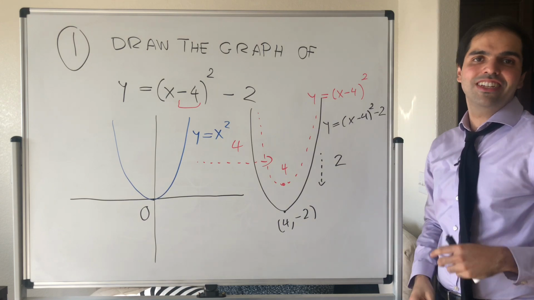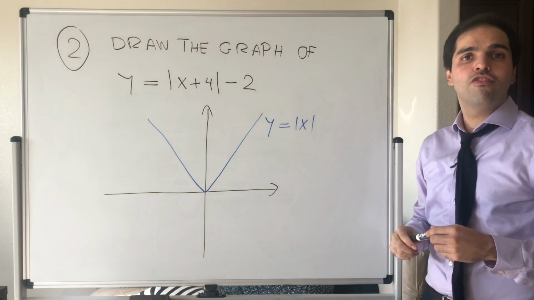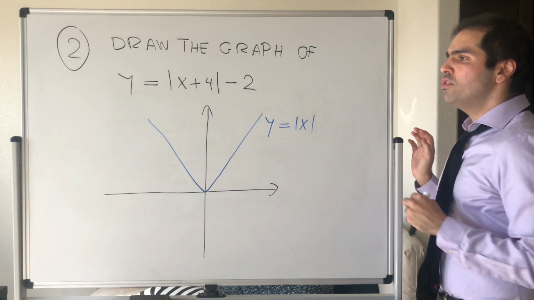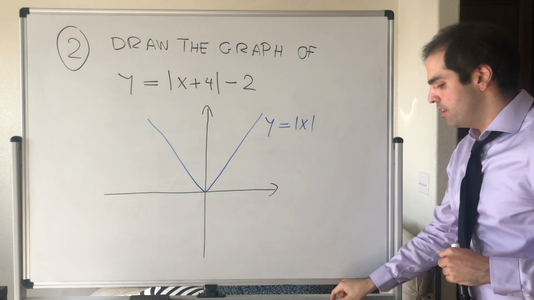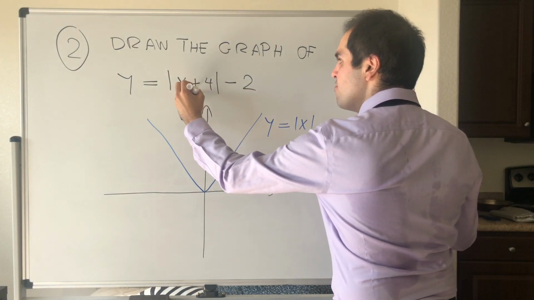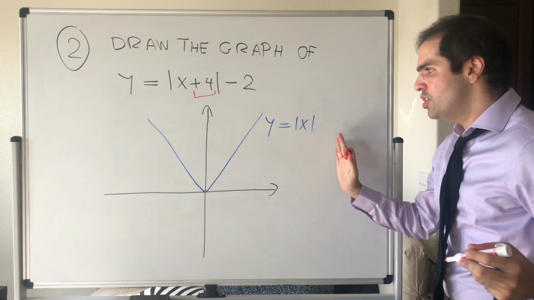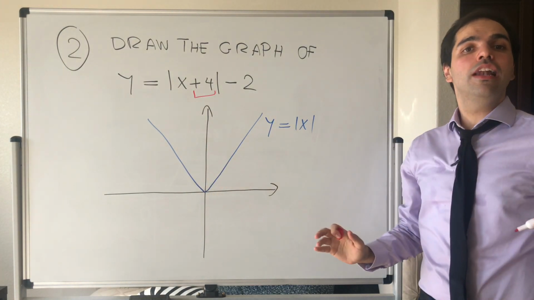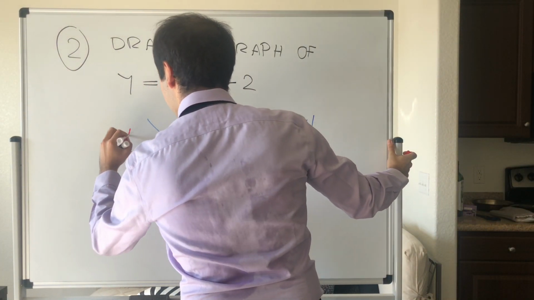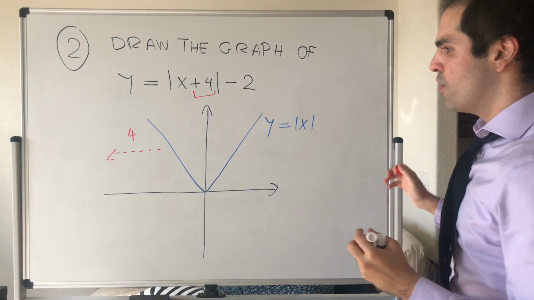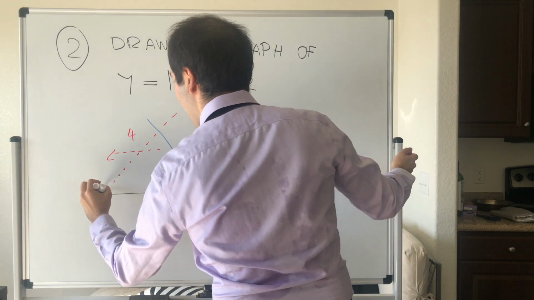All right, next question, very similar in nature. Question 2. Suppose I give you the graph of the absolute value of x. How would you draw the graph of the absolute value of x plus 4, minus 2? Now, because we have plus 4, it's as if I've given you more time. So you're actually shifting this to the left by 4 units, to get the absolute value of x plus 4.